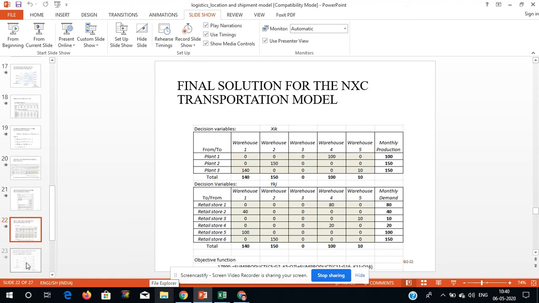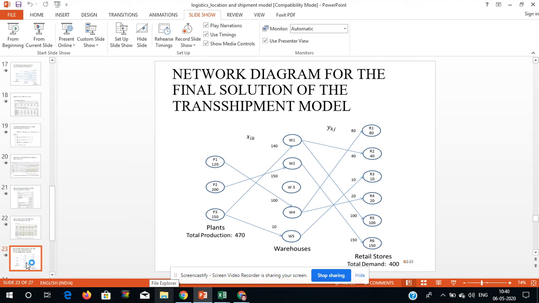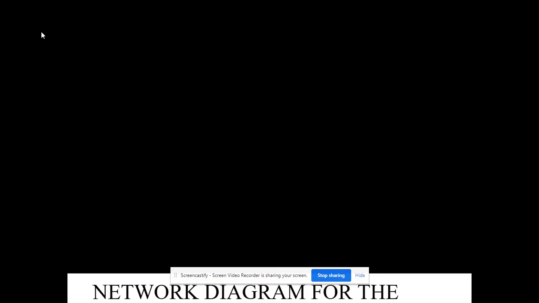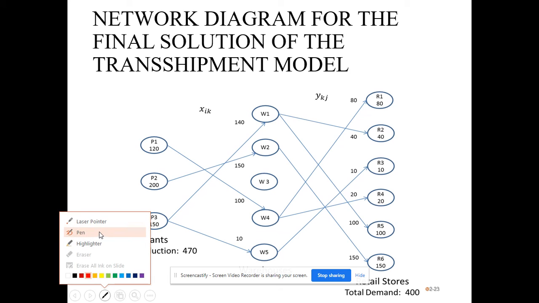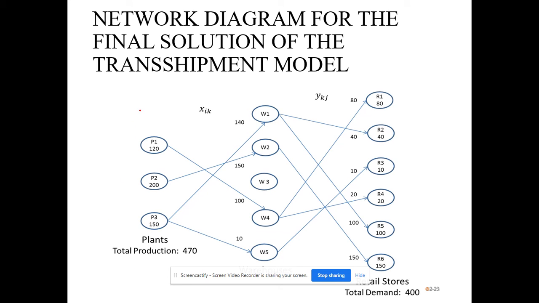So you can see, using this is the network diagram of the final solution that we have got using the solver. These are production plants, these are warehouses, and these are the retailers. It shows how many units are shipped from which production plant to which warehouse, and then from which warehouse to which retailer.